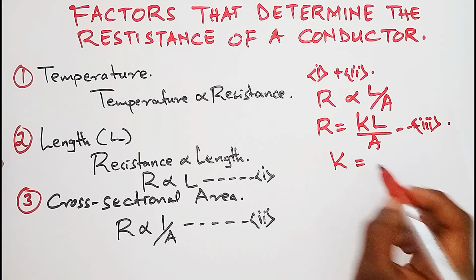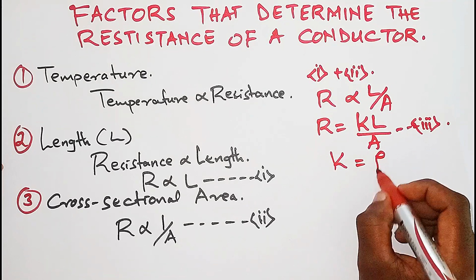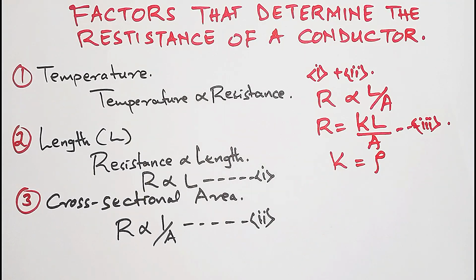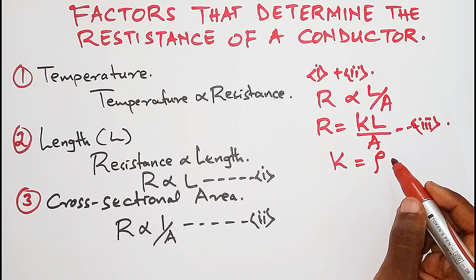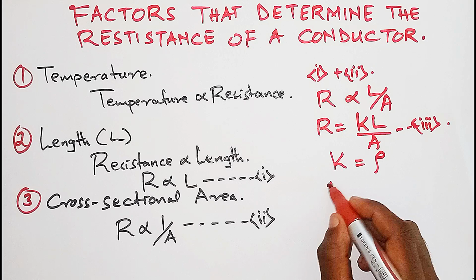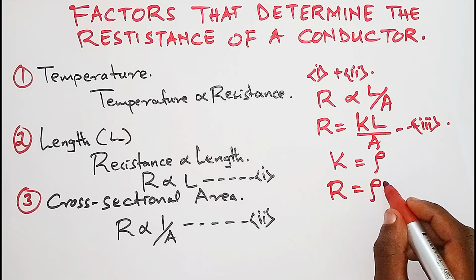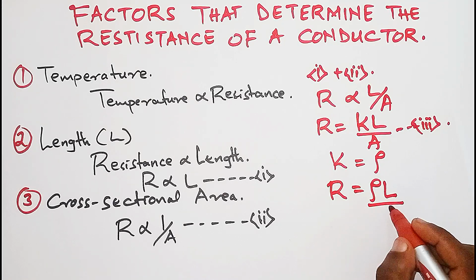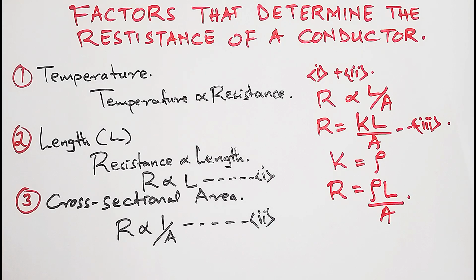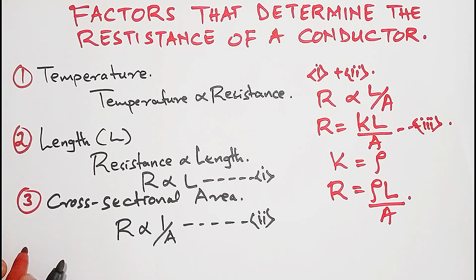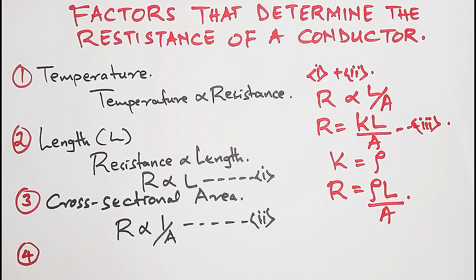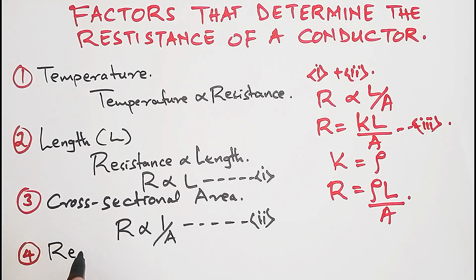In this equation, the proportional constant has been determined and found to be the resistivity of the conductor. Therefore, the proportional constant over here will be replaced by resistivity of the conductor. So our equation will be: resistance of a conductor equals resistivity, times length of the conductor, divided by cross-sectional area of the conductor. Over here we get another factor that determines the resistance of a conductor, which is resistivity. So factor number 4 will be resistivity.